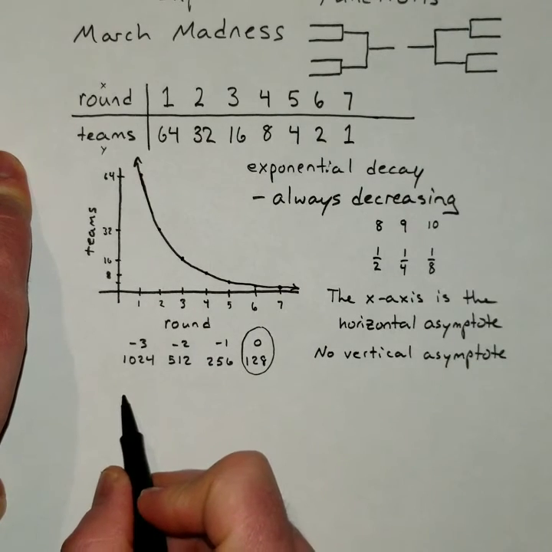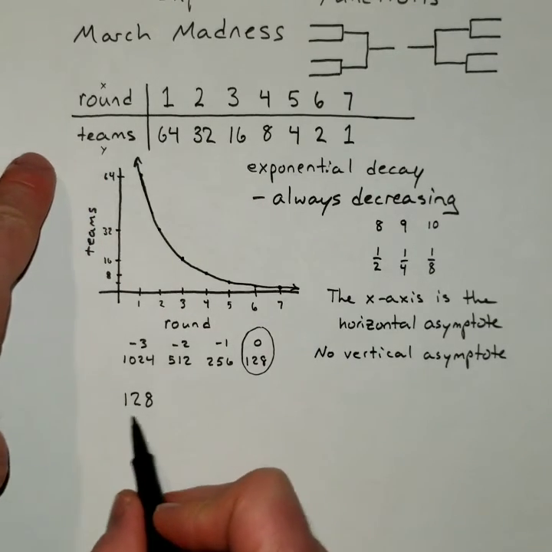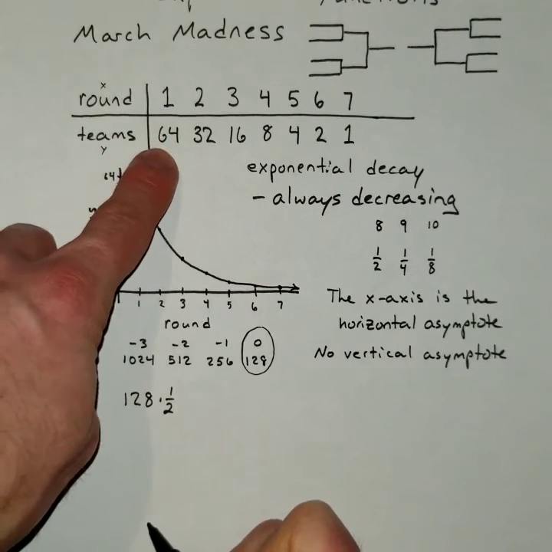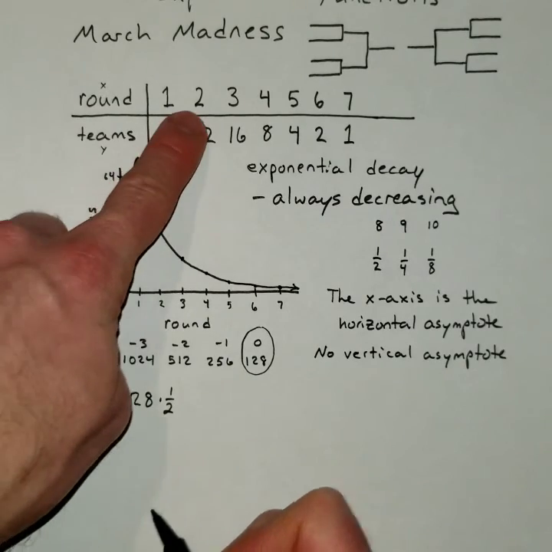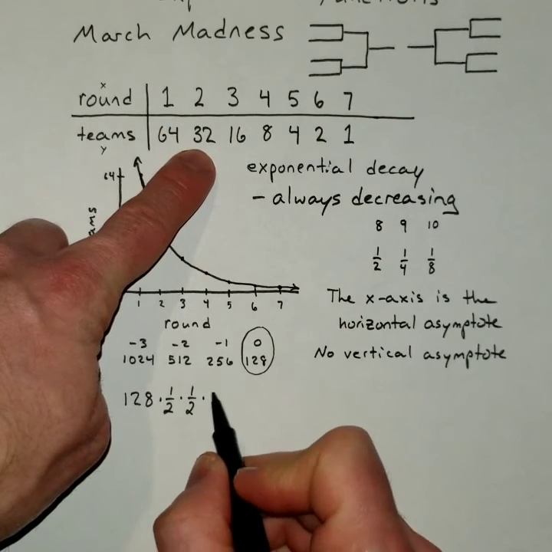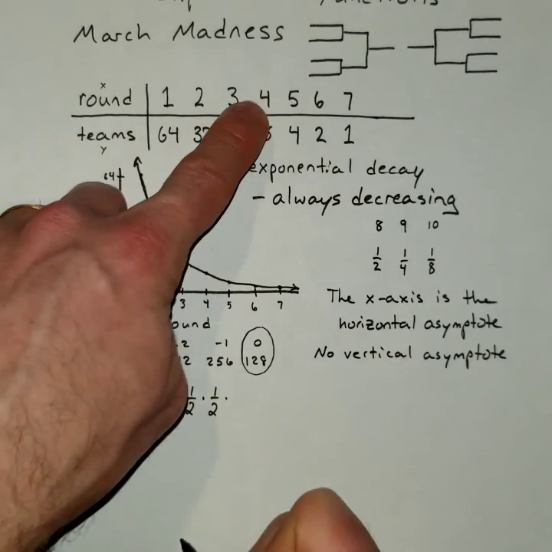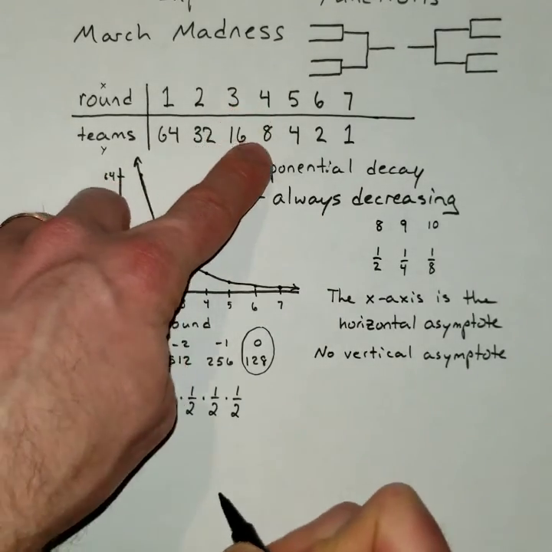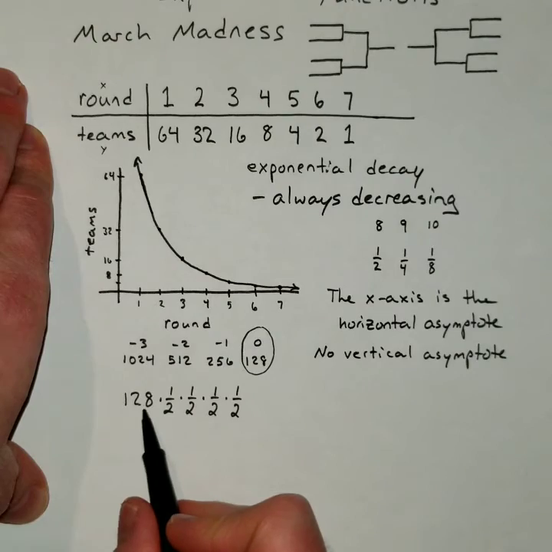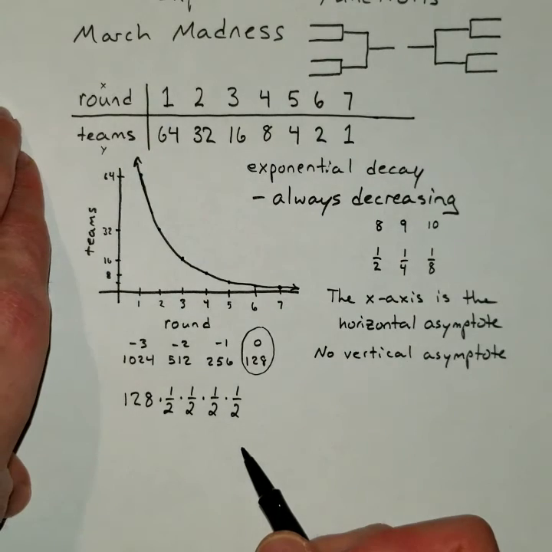And so if you started with 128, then each round is cutting that number in half. So the first round multiplies by one half to get 64. The second round multiplies by another half to get 32. The third round multiplies by another half to get 16. The fourth round multiplies by yet another half to get 8, and so forth. And if you plug it in your calculator, take 128, multiply by half times half times half times half, you would get 8 as the output.